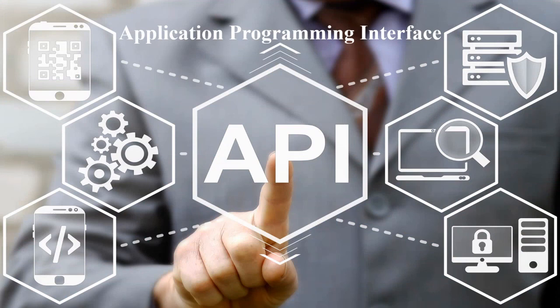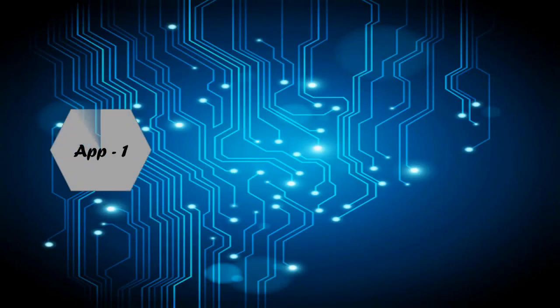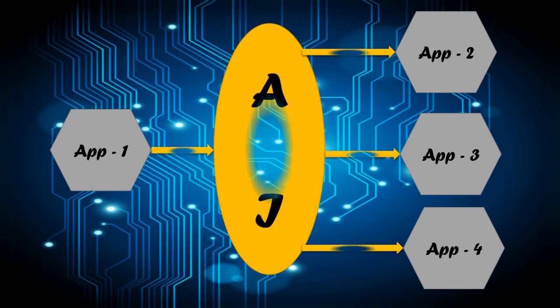Let us see where we will be using this API exactly. For example, let us take I have one application. I want to make a connection from application 1 to the remaining applications like application 2, application 3 and application 4. If I want to make a connection from one application to another application, I can make use of API. Not only making a connection, I can transfer the data also by using this API.